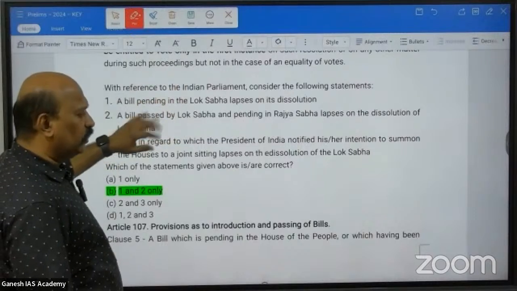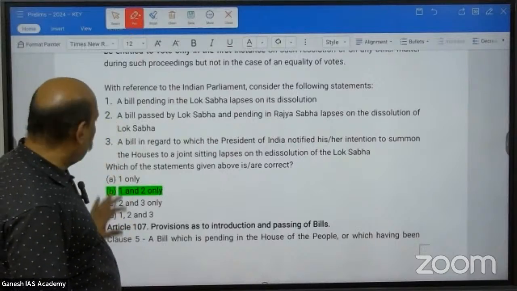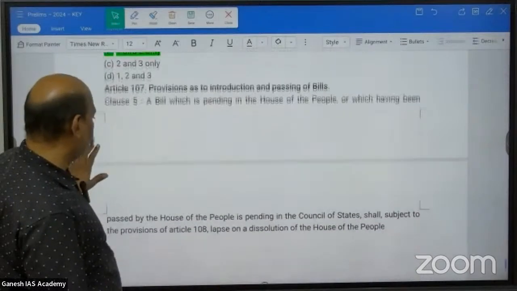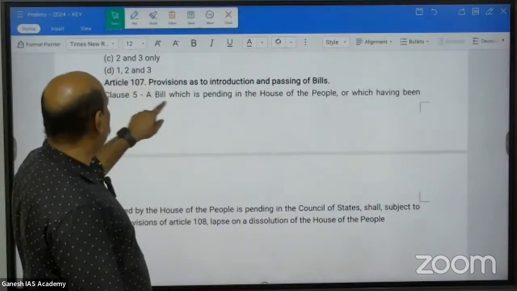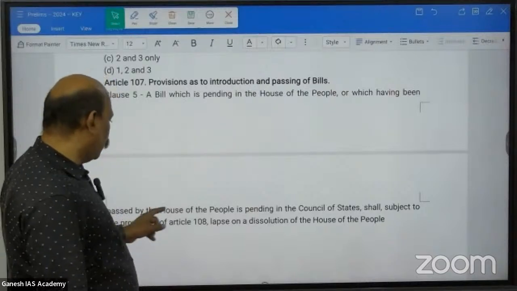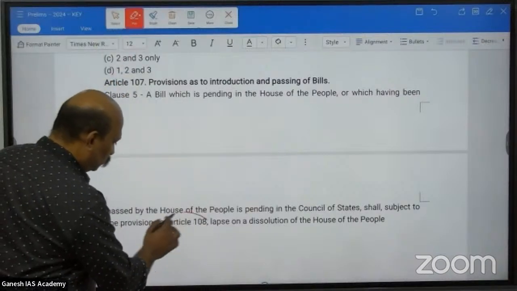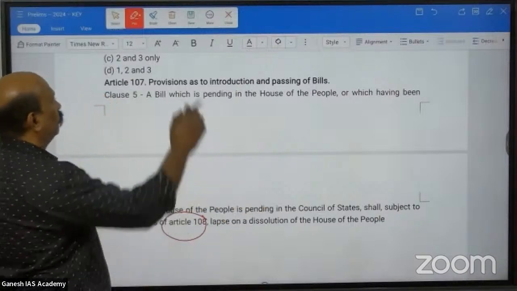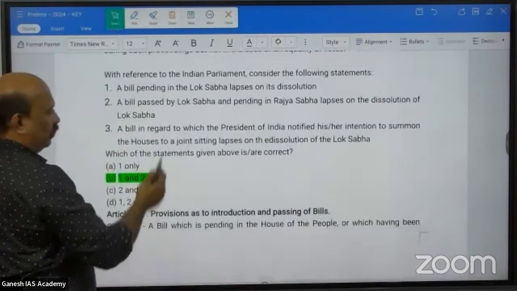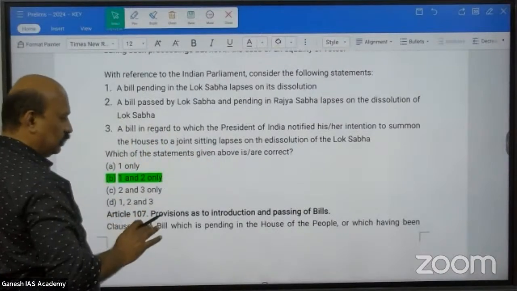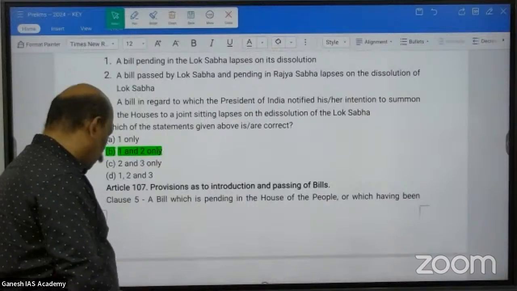And joint sitting is a totally different procedure given in Article 108. So statements 1 and 2 are correct, and it is expressly given in Article 107. A bill which is pending in the House of the People, this is statement number 1, or which having been passed by the House of the People is pending in the Council of States, shall, subject to the provisions of Article 108, lapse on the dissolution of the House of the People. This Article 107 clause 5 has been split into 3 different statements in the question. Out of that, the third statement is not correct. Hence the answer is only B, 1 and 2 only.